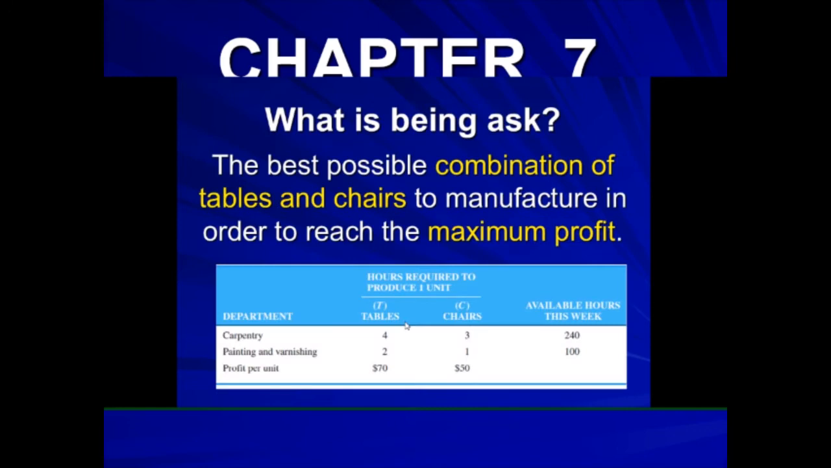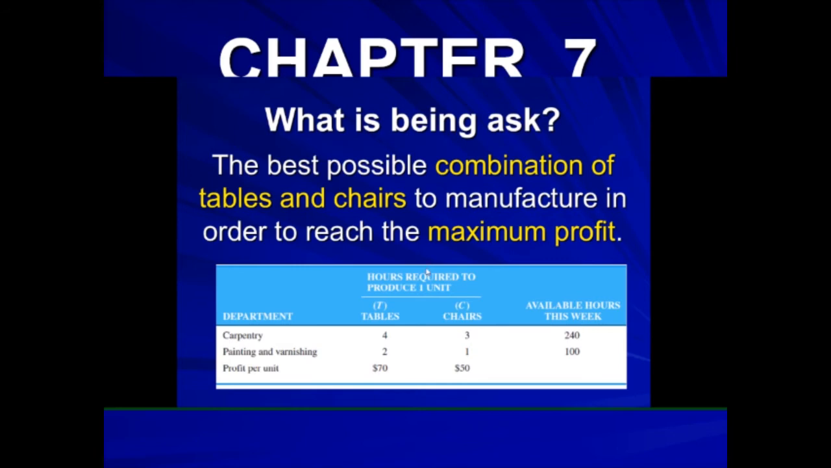So I just have to review what is asked in the problem and what are the givens. What is asked is the best possible combination of tables and chairs to manufacture in order to reach the maximum profit. So basically, it is asking for the units produced with maximum profit.